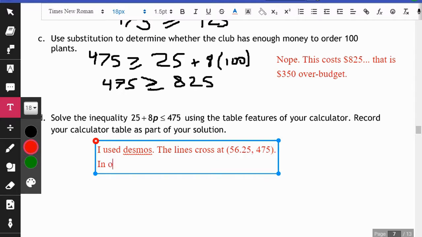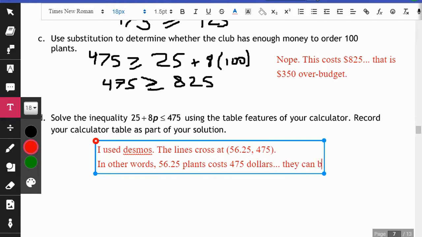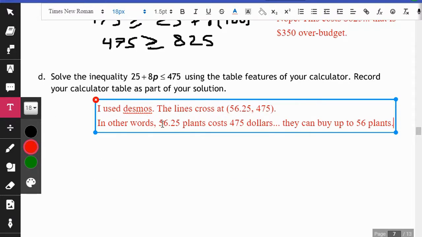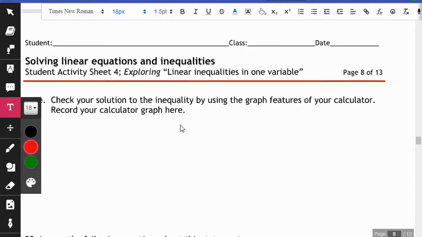A point. In other words, 56.25 plants. And that's how you do it. You can buy up to 56 plants, but no more, because you can only buy a quarter of a plant more, and that doesn't make any sense.